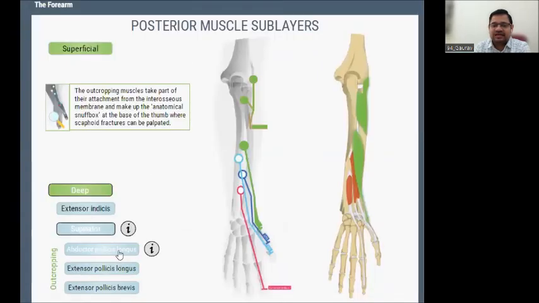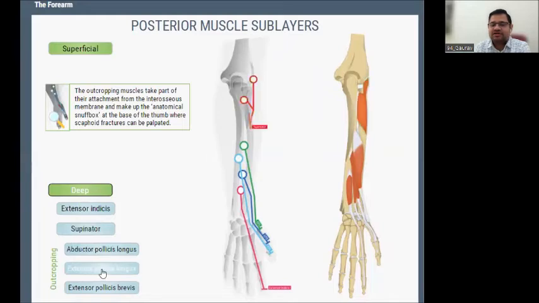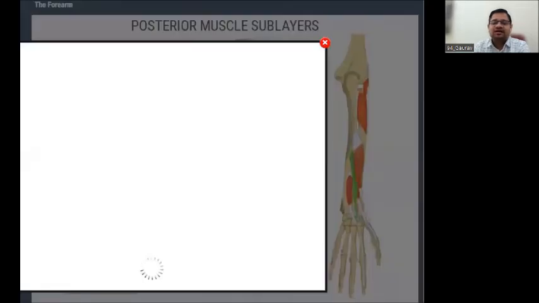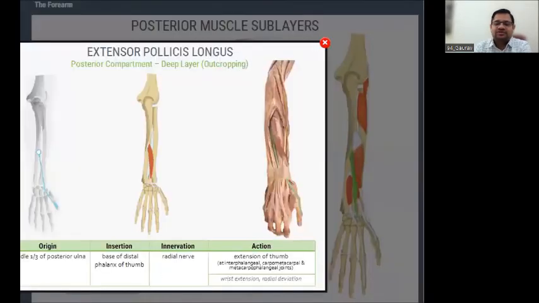Next one is extensor pollicis longus. You can see this is extensor pollicis longus. Again, pollicis longus means towards the thumb side. Medial one third of posterior ulna will be its origin. Insertion will be on the base of distal phalanx of thumb. Innervation will be radial nerve. Extension of thumb will be its action.